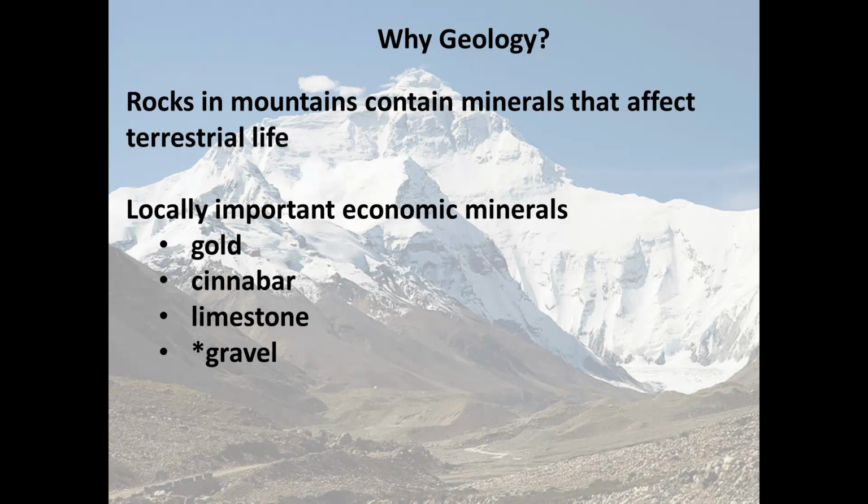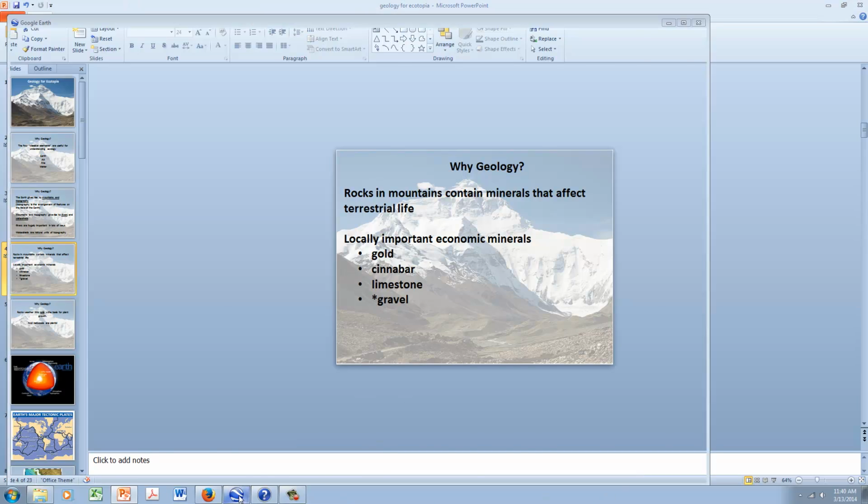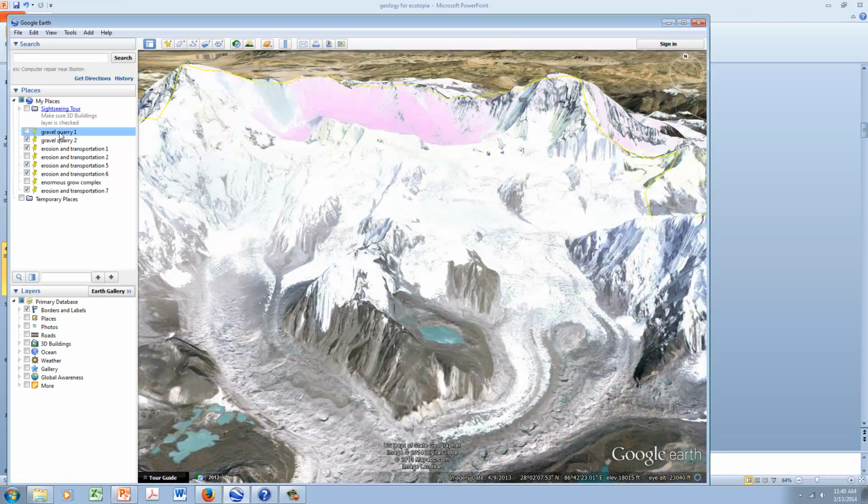And then I just wanted to say something about gravel. I mean, who cares about gravel? Well, gravel is actually a really important construction material. It's used in the production of concrete. You mix cement and gravel together and you get concrete, gravel or sand. And I just wanted to show you some of our local gravel quarries, because we have some.